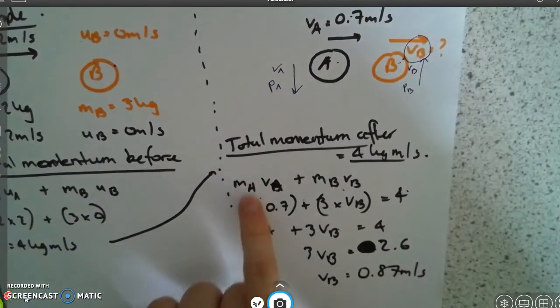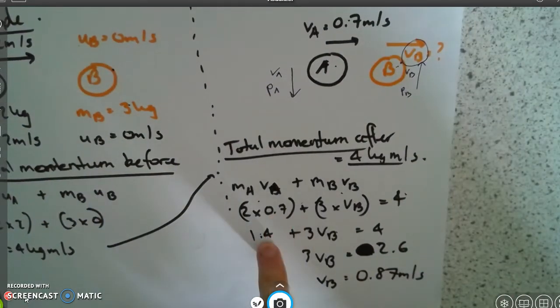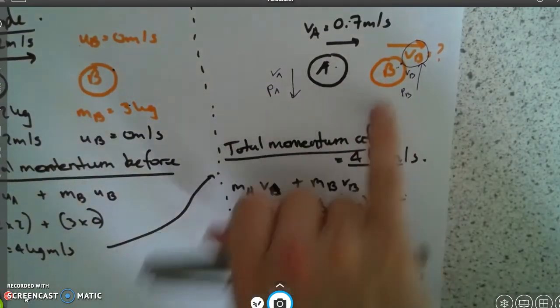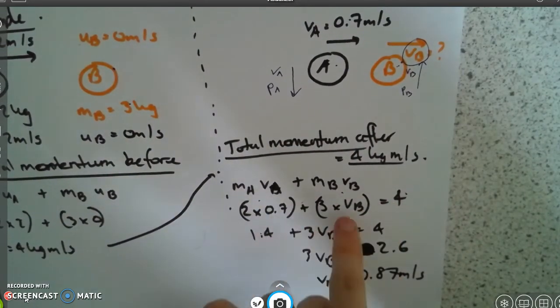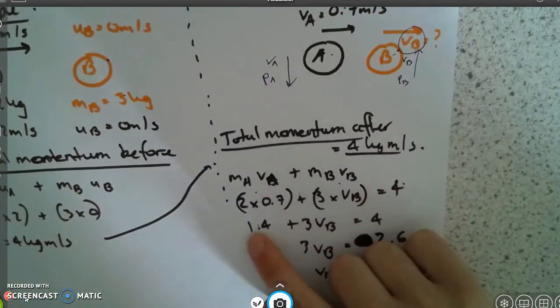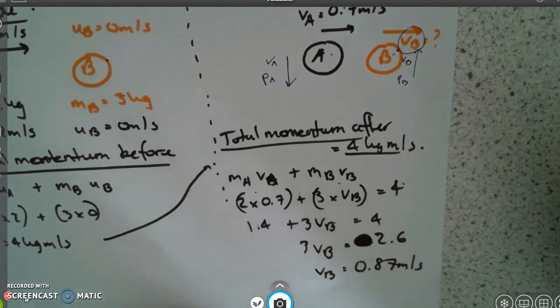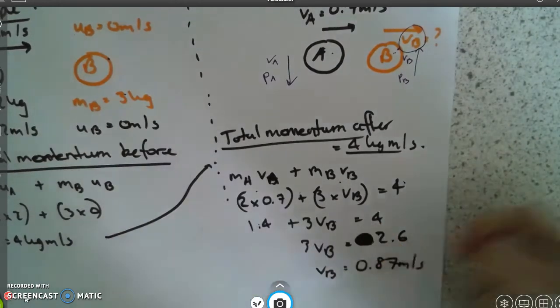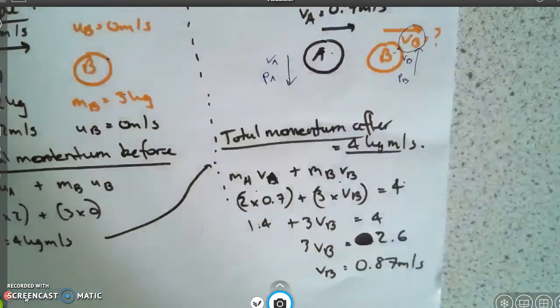Here we can see 2, the mass of A, times the new speed of A. 2 times 0.7 is 1.4, plus 3, the mass of B, times the new velocity of B, 3VB. And we know that the momentum of A plus the momentum of B equals 4. So 2 times 0.7 is 1.4, plus 3VB is 4 kilogram meters per second. Then we minus 1.4 from both sides, so 3VB equals 2.6. Then divide both sides by 3, and that means VB will equal 0.87 meters per second.